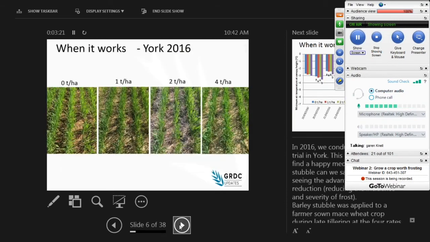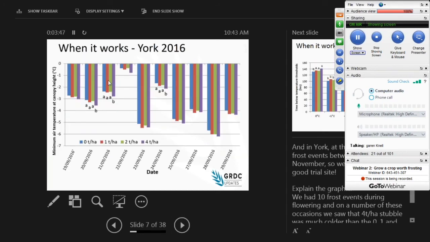So I'll just quickly run through one trial, but we can present 10 or 15 trials that show similar results. What we're commonly seeing is half a degree warmer, half to 1 degree, depending on where it is and what frost it is. And in a lot of cases, that depends on how bad the frost is, whether it's enough to make a difference. So this trial was in York last year, full stubble removal, 0, 1 tonne, 2 tonne, 4 tonnes per hectare. And this chart shows minimum temperature over a number of frost events. So the 0 is the blue line. At any given frost event, you can see where the stubble is completely removed, it's warmer at head height, versus where we've got 4 tonne of stubble per hectare, the temperatures are colder.